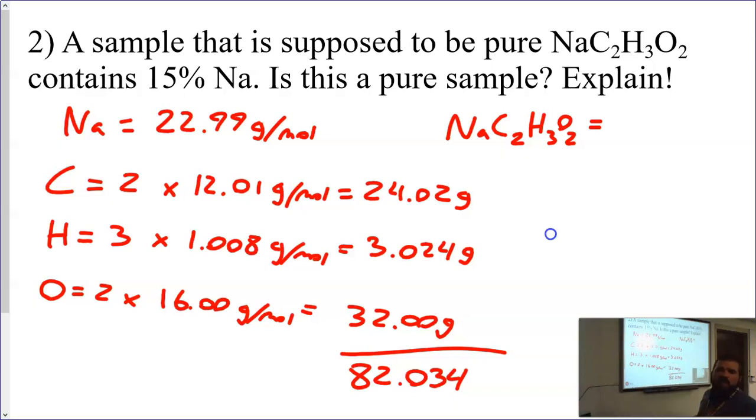That's okay. I want you to keep every digit for your molar masses, all right? So I am going to leave this with 5 sig figs, even though it is not following the addition sig fig rules, okay? That's okay. All right, so I have the total mass of this compound. I have the mass of my sodium. Let's figure out the percentage. What should the percentage of sodium be in a sample of sodium acetate? And let's see if it matches the 15% that we were given.